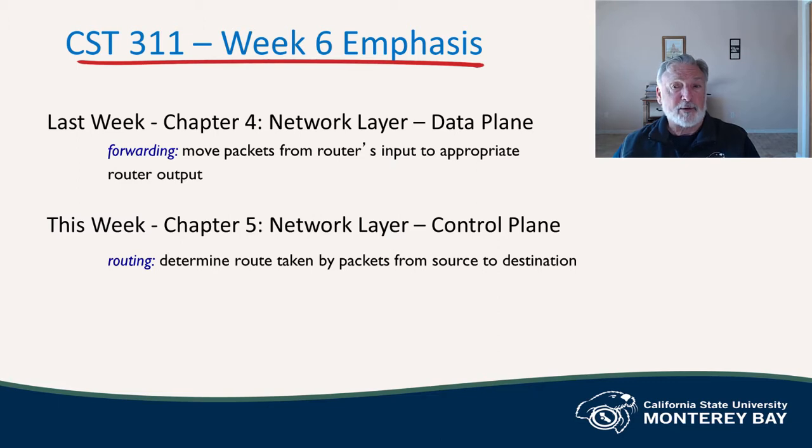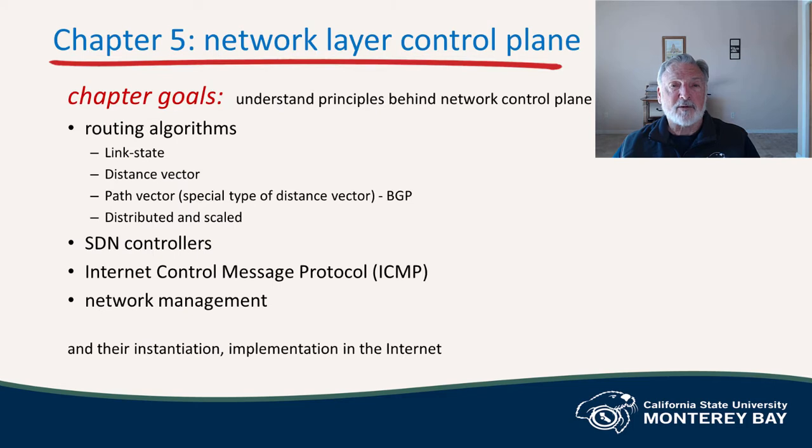This week, in chapter 5, we will delve into the control plane, which incorporates the routing function. Routing determines the path taken by packets from source to destination. Getting this routing function to work with an entity the size of the internet requires a very complex system. After this week, you should have a greater understanding and appreciation of the complexities of the network layer control plane.